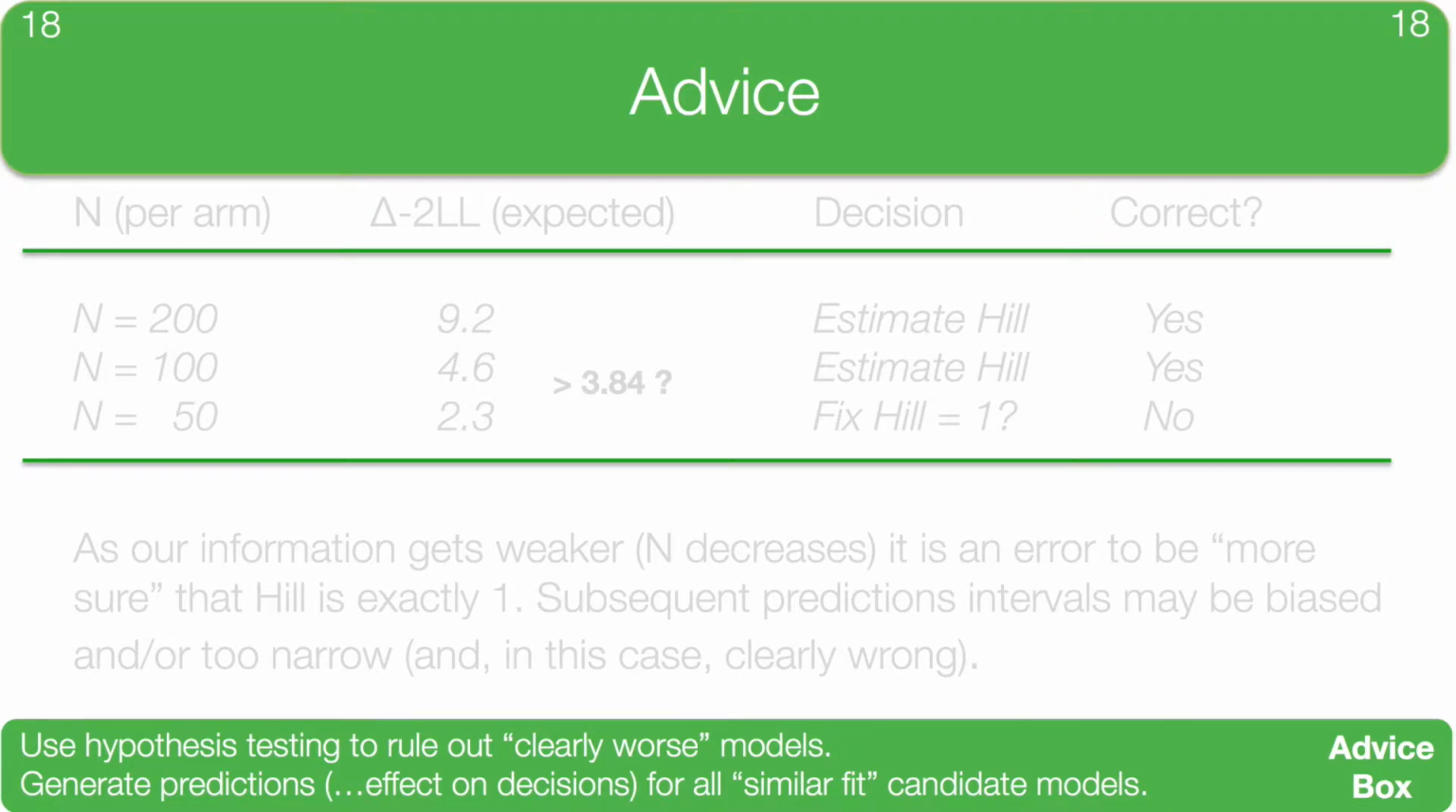So the advice here is, I think hypothesis testing is great to rule out clearly worse models. However, it's not good for differentiating between similar fit models. For those similar fit models, you should generate the predictions and see would the effect on decisions matter around that selection of the different models.